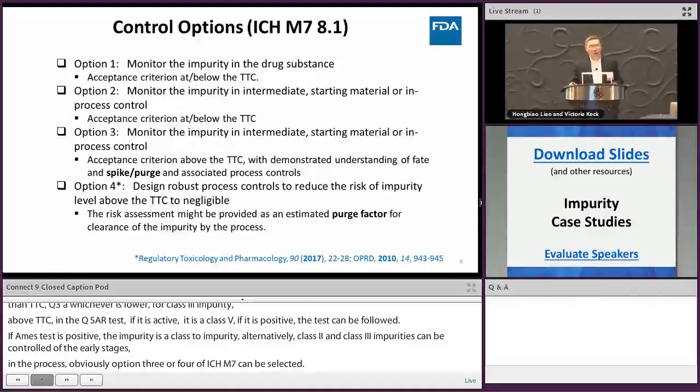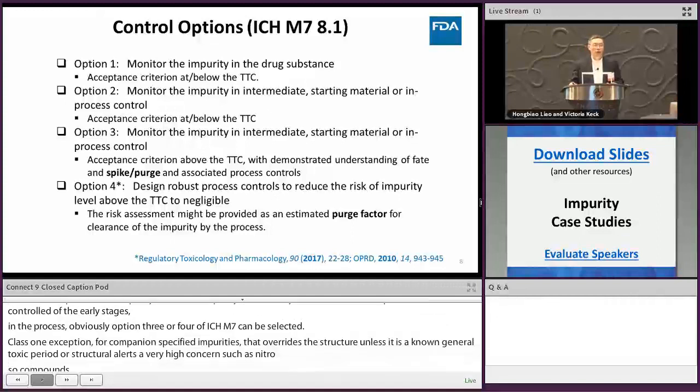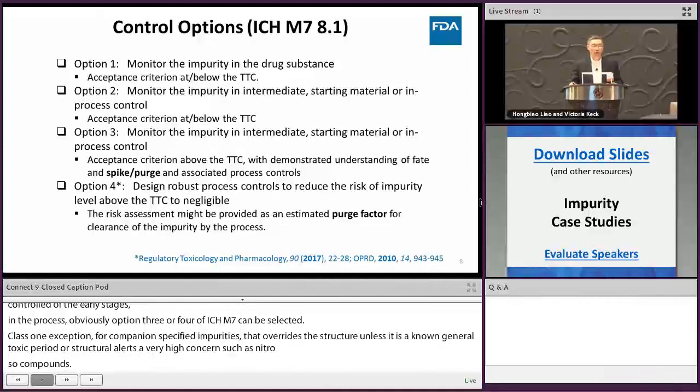ICH M7 also provides 4 control options for Class 2 and Class 3 impurities. Option 1, monitor the impurity in drug substance. The acceptance criterion is below TTC. Option 2, monitor the impurity in intermediate, starting material, or in-process control. The acceptance criterion is still below TTC. Option 3, monitor the impurity in intermediate, starting material, or in-process control. However, the acceptance criterion is above TTC. Understanding of impurity fate and spike-purge batch data are required.